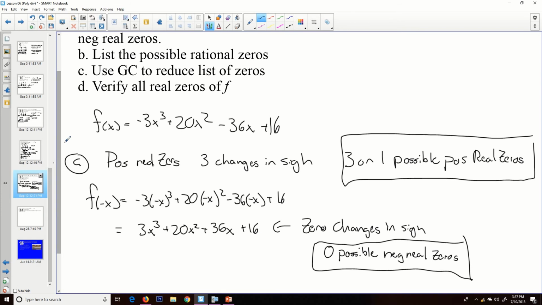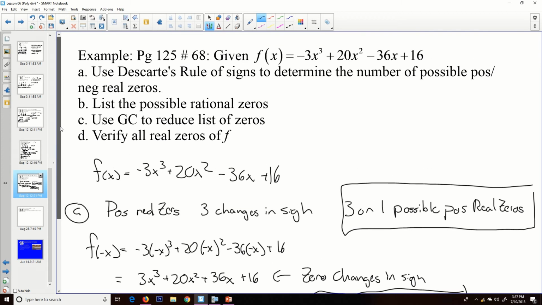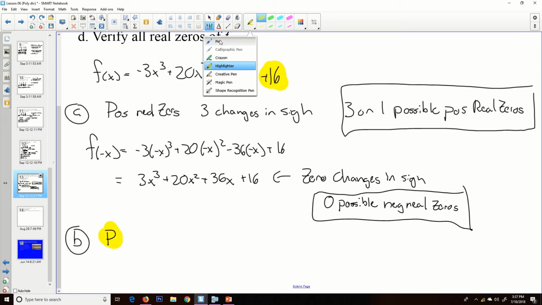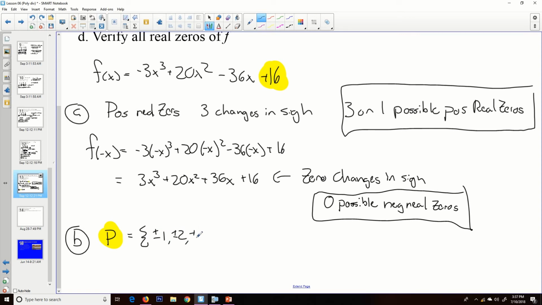All right. It says let's list all the possible rational zeros. So I need to do a P over Q here. And so part B, my p-values are all of the possible divisors of 16. And so I've got plus or minus 1, plus or minus 2, plus or minus 3. Oh, nope, 3 does not divide 16. Sorry. That was almost bad. 4, plus or minus 8, and plus or minus 16.